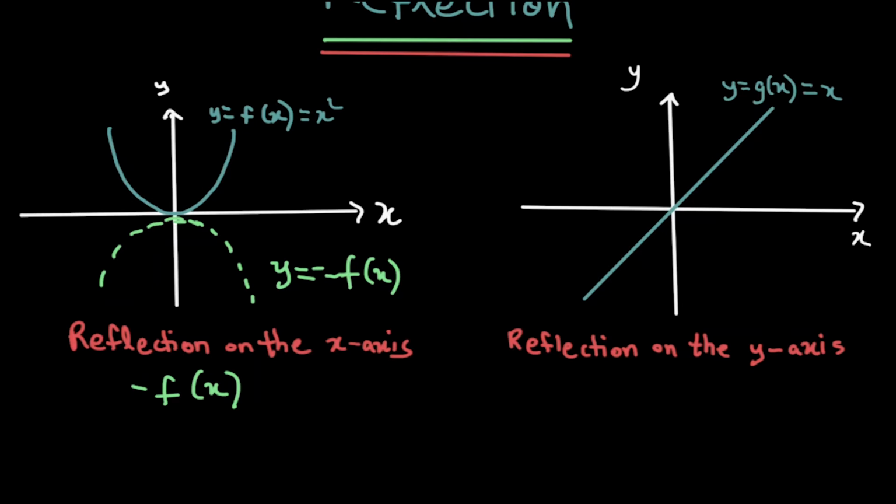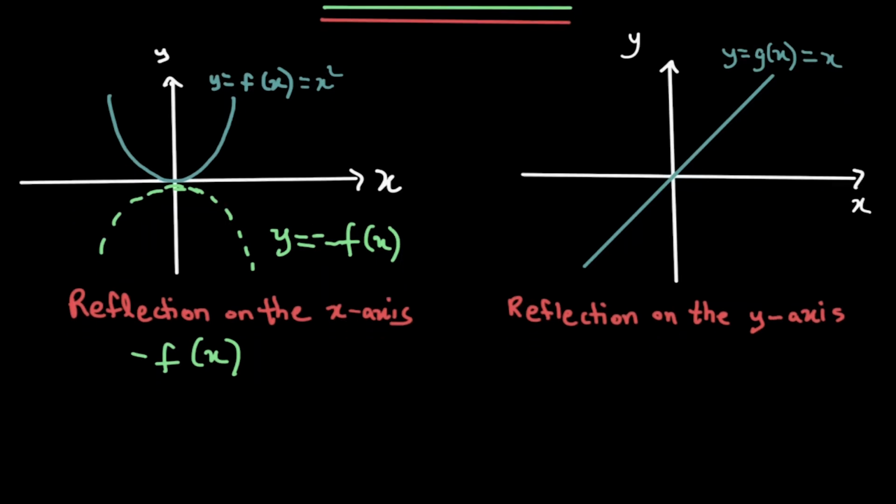All right. Now what about this reflection on the y-axis? Okay. If we want to reflect a curve on the y-axis, then the resulting transformation has to be f of minus x. So here it's g of x, so I'm just going to write g of minus x.